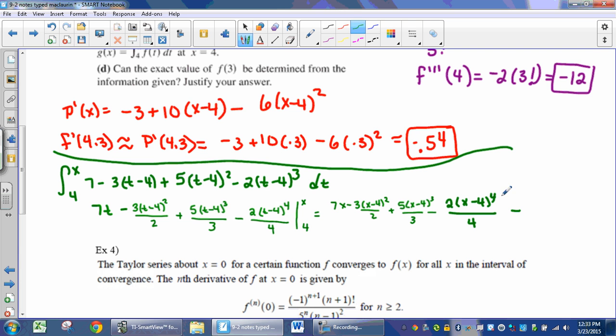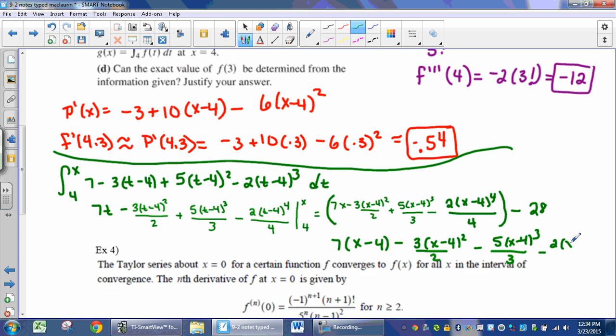Then I need to subtract what I get when I plug in 4. Well, when I plug in 4, I'm going to get 28, 0, 0, and 0, right? So this really becomes 7x minus 28, minus 3 times (x minus 4) squared over 2, plus 5 times (x minus 4) cubed over 3, minus 2 times (x minus 4) to the fourth over 4.